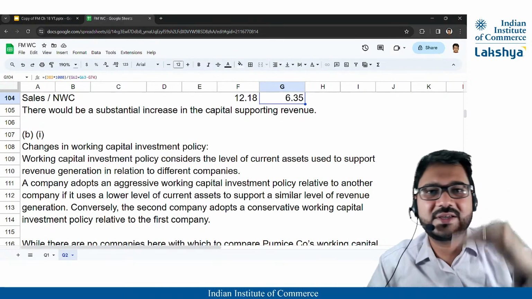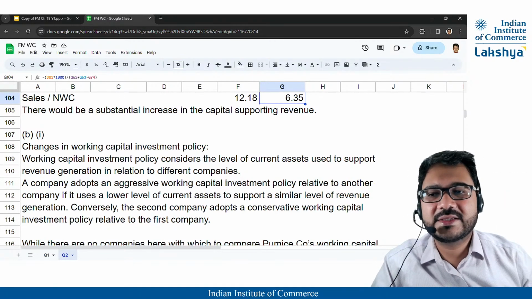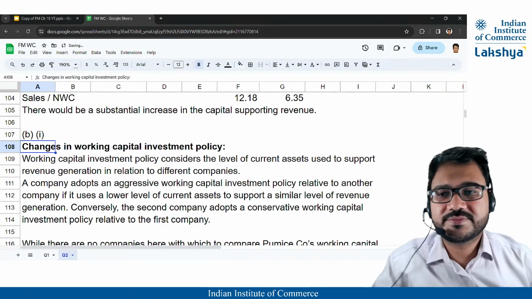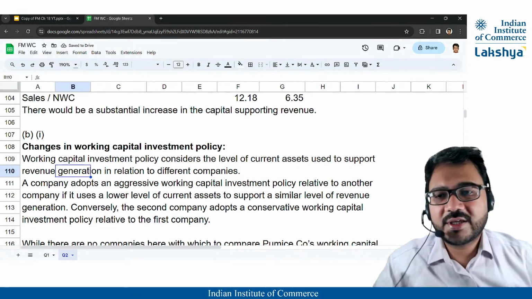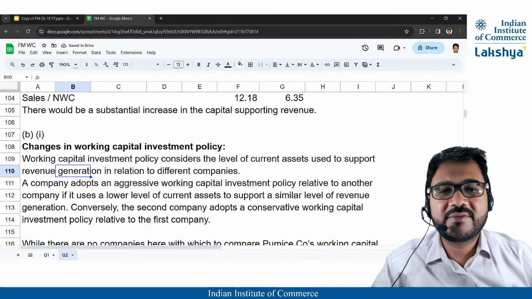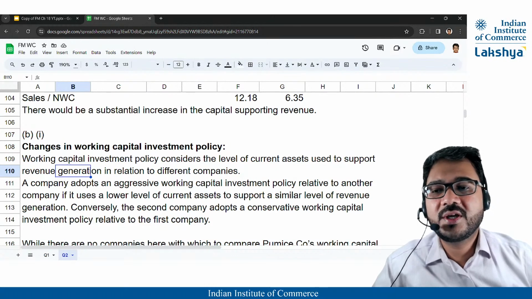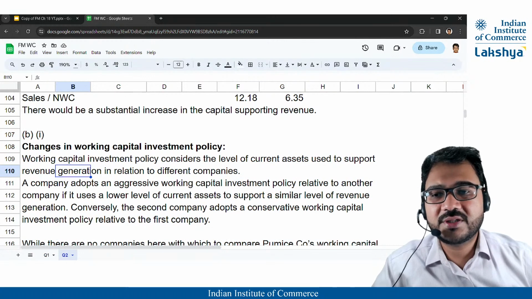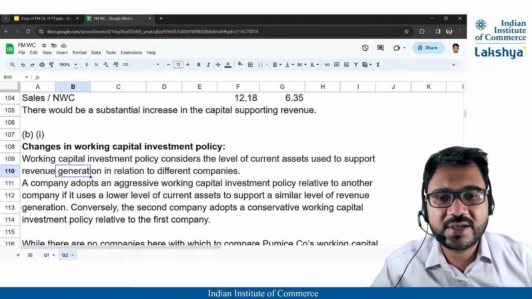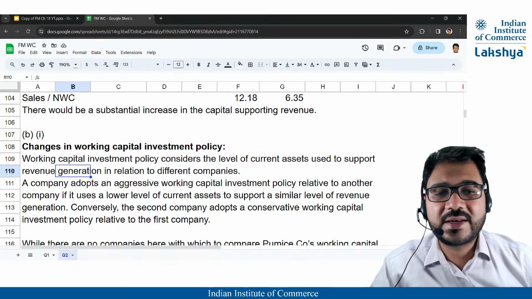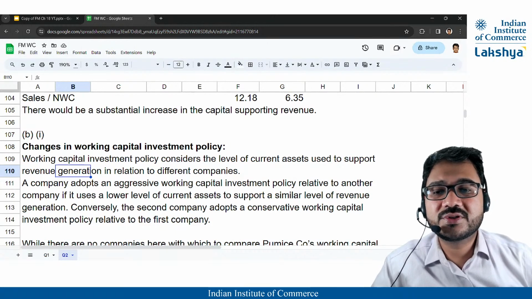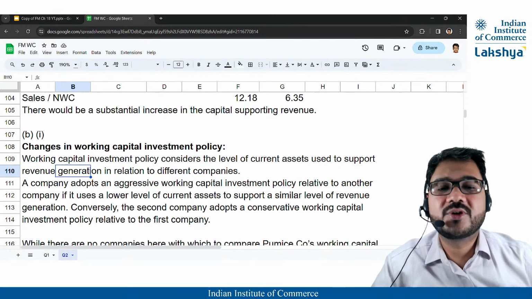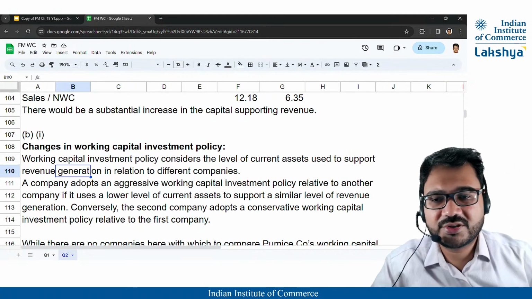So see how headings are given, right? A proper heading is given. You can make this bold. Working capital investment policy considers the level of current asset used to support the revenue generation in relation to different companies. A company adopts an aggressive working capital investment policy relative to another company if it uses a lower level of current assets to support a similar level of revenue generation.